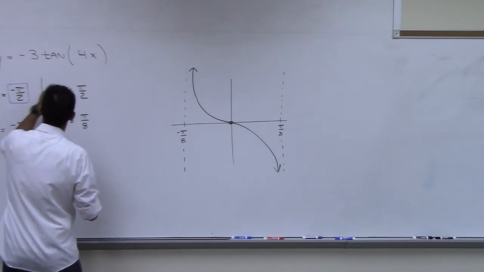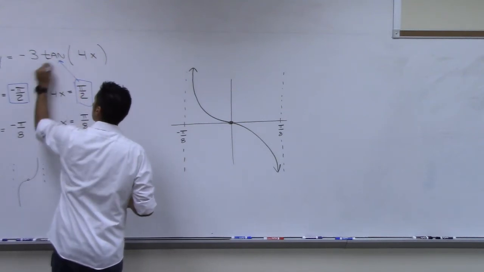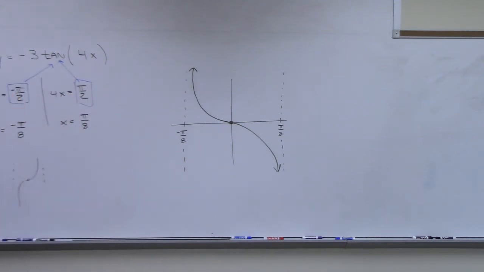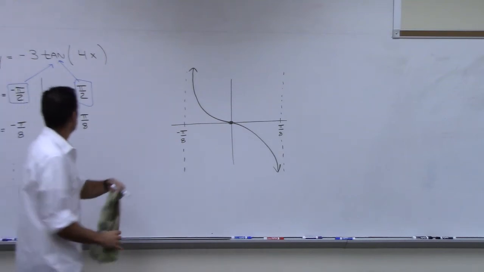With tangent, we're always going to set the argument equal to those two. With cotangent, let's do cotangent right now. I was going to do an example, but I'm done. Okay, that's it with graph. You don't have to go any more detail than that. Is that fair? Okay, let's do the same problem.